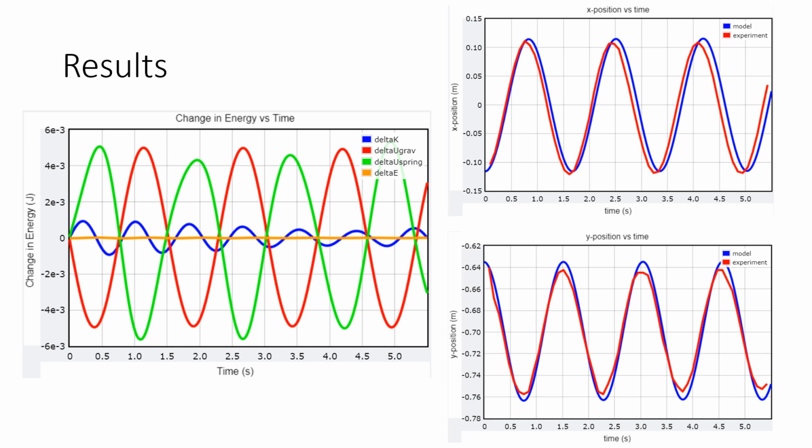So here are the resulting graphs. On the right, you can see the X position and Y position versus time graphs. And for both of those, the experimental model is not exact, but it's pretty close to the model values. And then on the left, we have all the energies plotted. And the important thing is that despite all the oscillations in the delta K, delta UG, and delta US, the total energy is staying the same. The total energy is not changing.